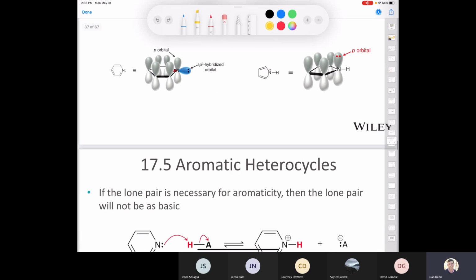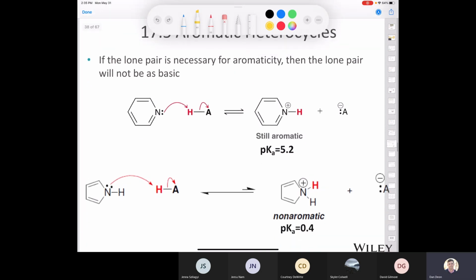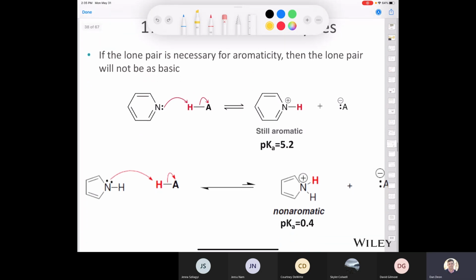Now, what are some other consequences of all of this? When the lone pair is required for aromaticity, then the lone pair isn't going to be basic, is it? Right, let's go back to our pyridine. I told you already that this lone pair is not required for aromaticity. Therefore, pyridine makes a great base. It's a wonderful base. If you protonate it, the pyridinium ion has a pKa of around 5, so it's still aromatic. If you protonate the pyrrole molecule, though, whoa, you get something that is non-aromatic.